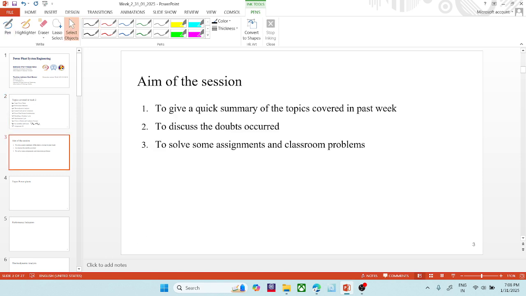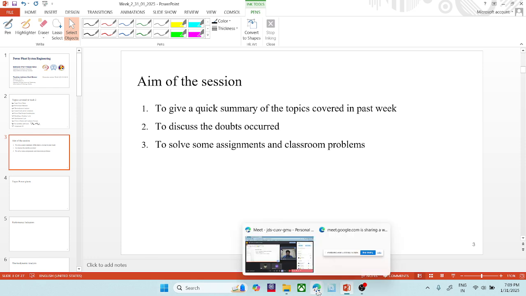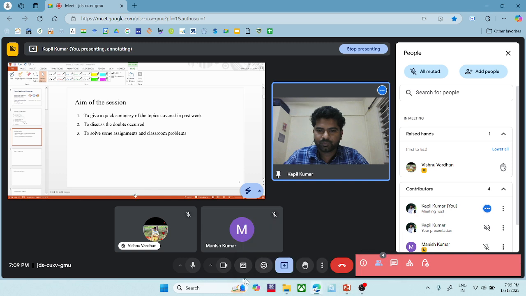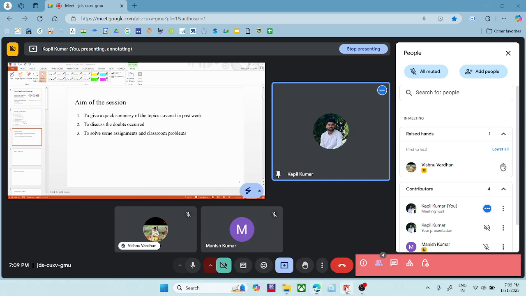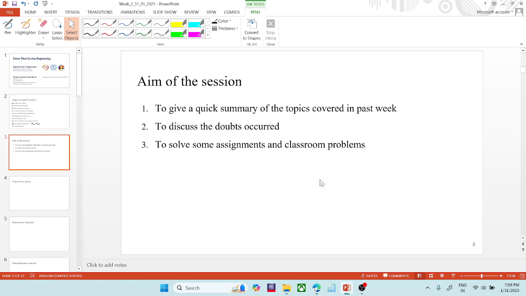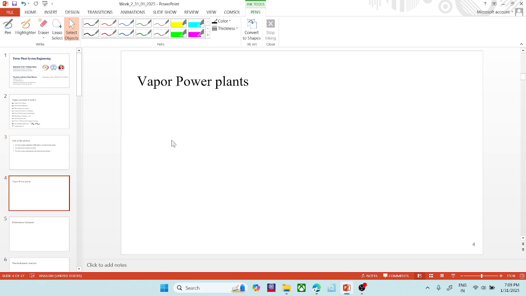The aim of the session would be the same: to summarize the material, to discuss the doubts that occurred, and to solve the assignments and classroom problems. So, in the first session we started with the vapor power plants.